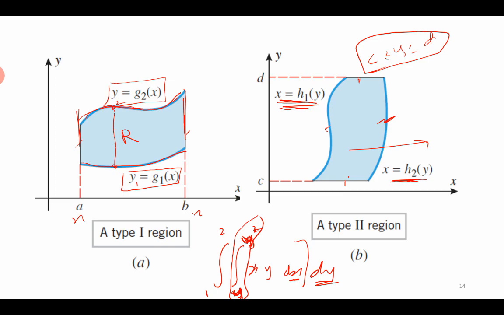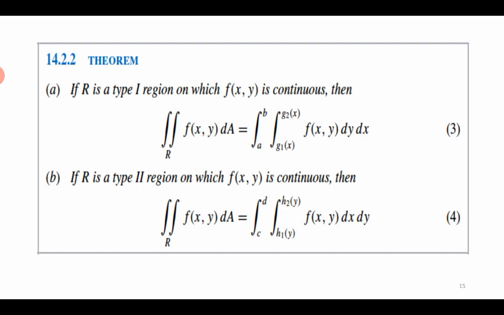So type 1 and type 2 regions, isn't it? In some cases the graph can be taken either as type 1 or type 2. Both ways it will be easier. In some cases type 1 will be good, in other cases type 2 will be good. So according to the situation we will choose the best one. So this is what it is: in a type 1 region, our integration starts with y first, where the limits of y will be a function of x, and the outer limit will be with respect to constants.